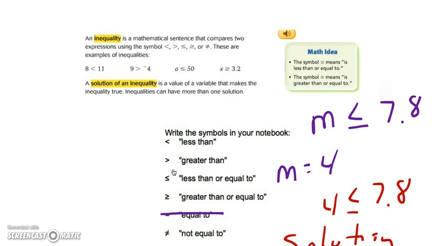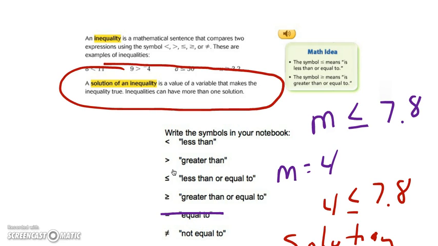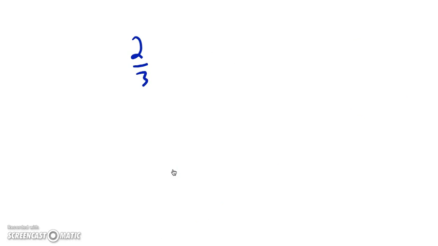A solution of an inequality is a value of a variable that makes the inequality true. Inequalities can have more than one solution. We'll look at one final one. For a is greater than 2/3, there's an infinite number of solutions. Any value greater than 2/3 that you substitute for a would be a solution of this inequality.